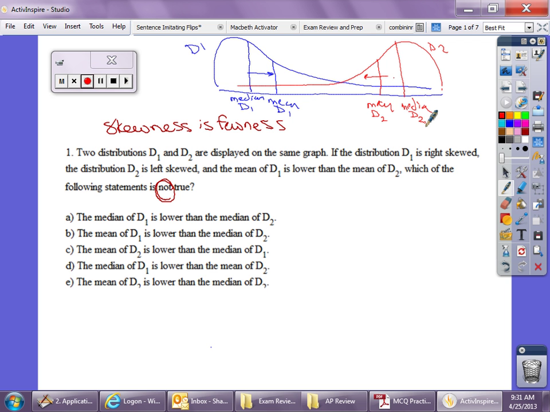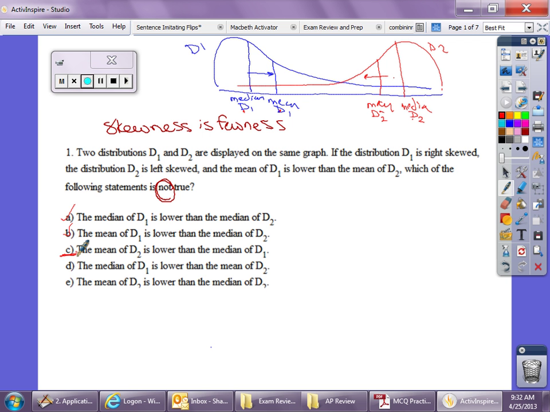Okay. So A, the median of D1 is lower than the median of D2. That is definitely true. The mean of D1 is lower than the median of D2. That one is also correct. The mean of D2 is lower than the median of D1. That one appears to not be true. Hopefully we don't find any others that don't work.